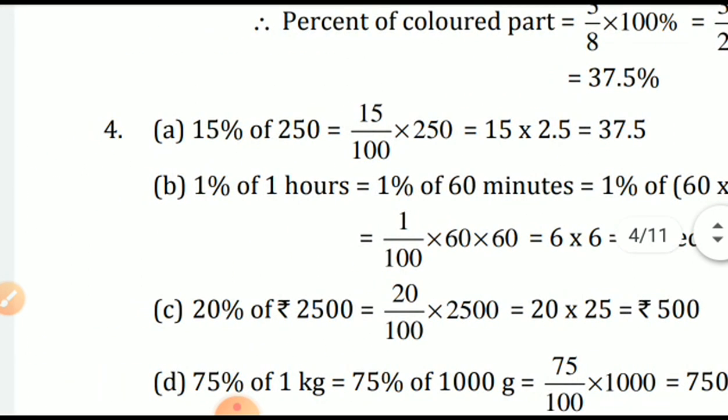Look at question number 4A. 50 percentage of 250. What will be the answer? 50 upon 100 multiplied by 250 is equal to 15 into 2.5. Yes, my dear student, it is right. 15 into 2.5 will give you 37.5.